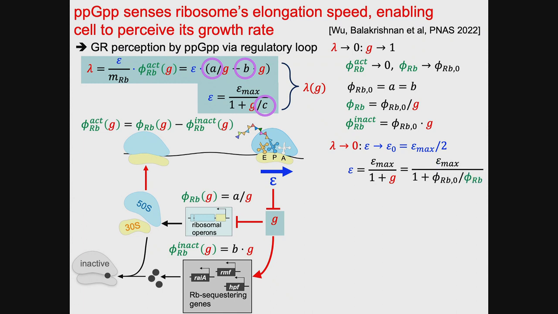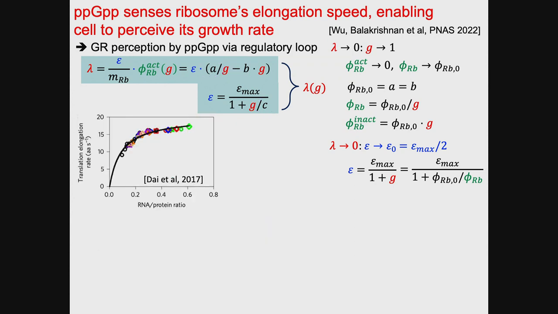Now the elongation rate is also a simple function of G. Then you substitute in what G is in terms of ribosome, and you have this expression, which is a Michaelis dependence. So the elongation rate has a Michaelis dependence on the ribosome fraction. That was actually observed empirically a couple of years before this work. We didn't know where it came from, but here it just naturally emerges. And in this Michaelis relation, the Michaelis constant is just this offset phi RB0, because the elongation rate at zero growth rate is one half. So there are no additional parameters.